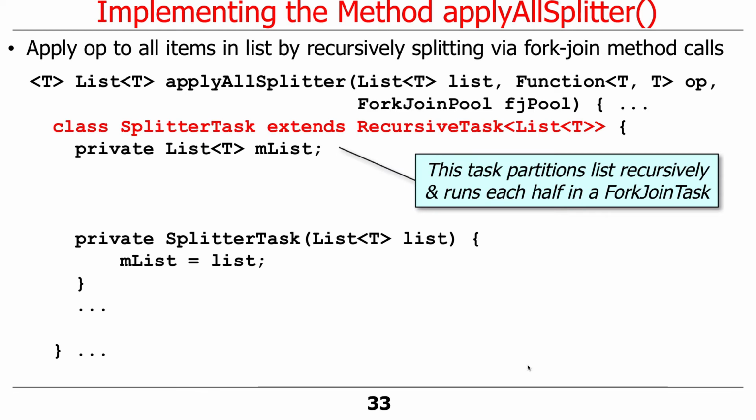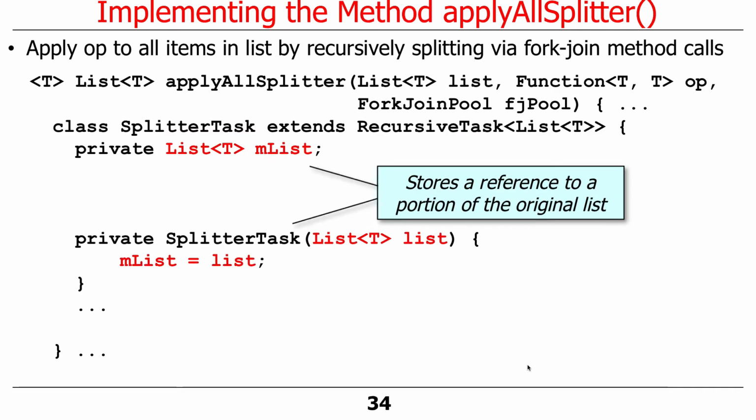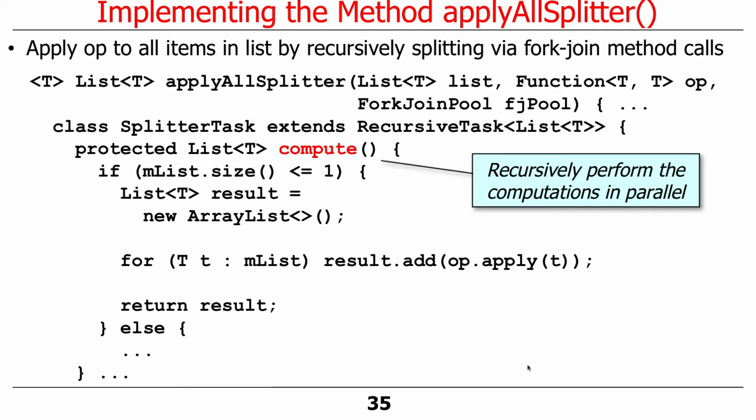Here's what splitter task looks like. It has a field called mlist, and this is basically a sublist. This is the list that this particular task is working on. You'll see how that works in a second. The constructor just assigns it, so whatever it is given here, it just assigns a reference to that. All right, here's what compute looks like.